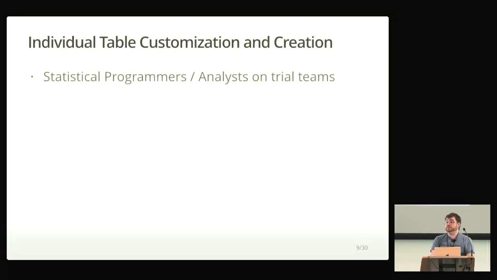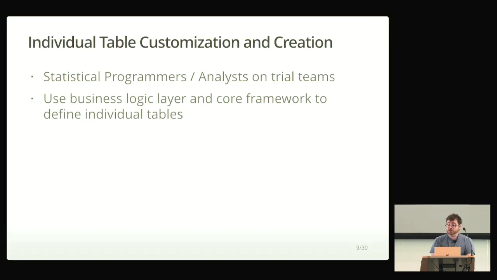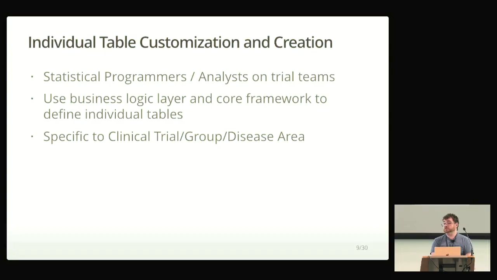And so for the individual customization, this is going to be people on your trial teams. They are the ones that know the exact table variants that clinical trial needs. And that's going to vary at least a little bit, sometimes a lot, between different clinical trials, even in the same organization. They are going to use the business logic layer and the core framework in order to define and create these individual tables. And these are going to be specific often to individual trials, but if not, they're going to be specific to a group or a disease area, typically within an organization.